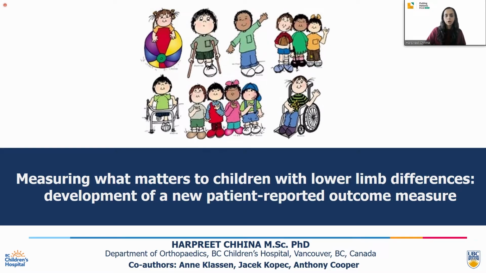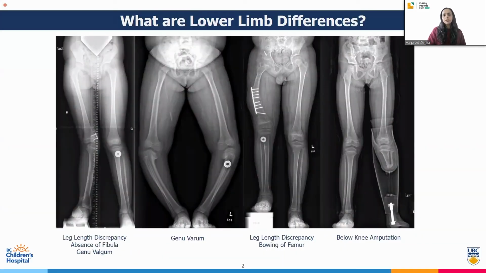Today, I'm going to talk about the work I did as part of my PhD thesis, which I finished in 2021. So this presentation talks about measuring what matters to children with lower limb differences, which was used to develop a new patient-reported outcome measure for this patient population. So first of all, what are lower limb differences?